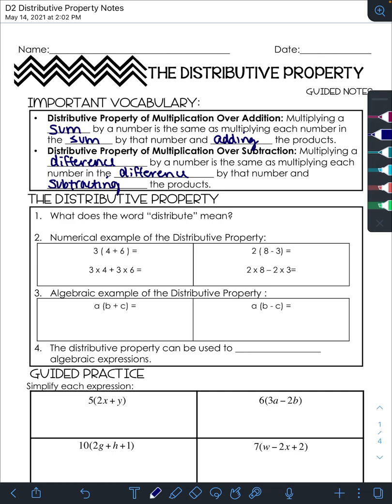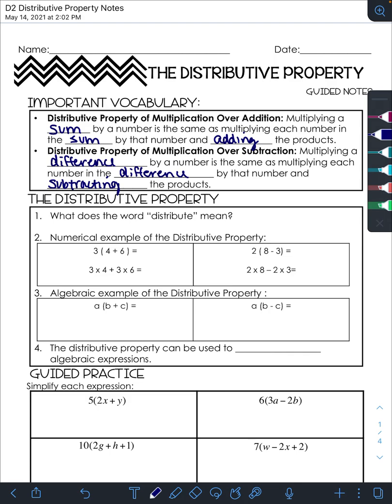Basically what it is saying is that if you multiply a sum by a number, it is the same as multiplying each number in the sum by that number and adding the products. The distributive property of multiplication over subtraction is saying multiplying a difference by a number is the same as multiplying each number in the difference by that number and subtracting the products.